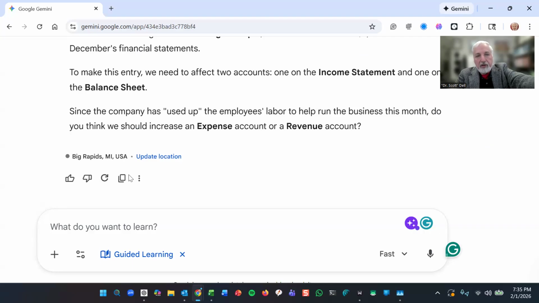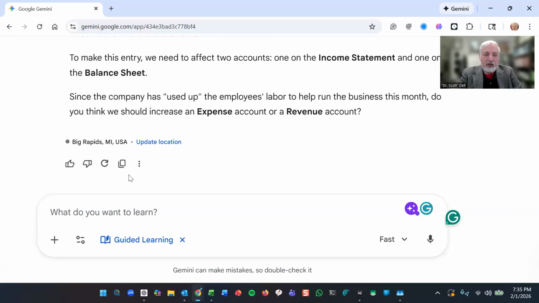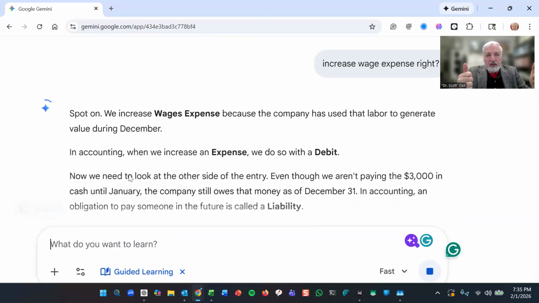That's the wage account. And it says, do you think we should increase an expense or revenue account? Well, we just talked about that. Increase wage expense, right? And let's see what it tells us. Again, we're using Gemini. Spot on. We increased wage expense. The company used the labor to generate value during December. In accounting, when we increase expense, we do that with a debit.